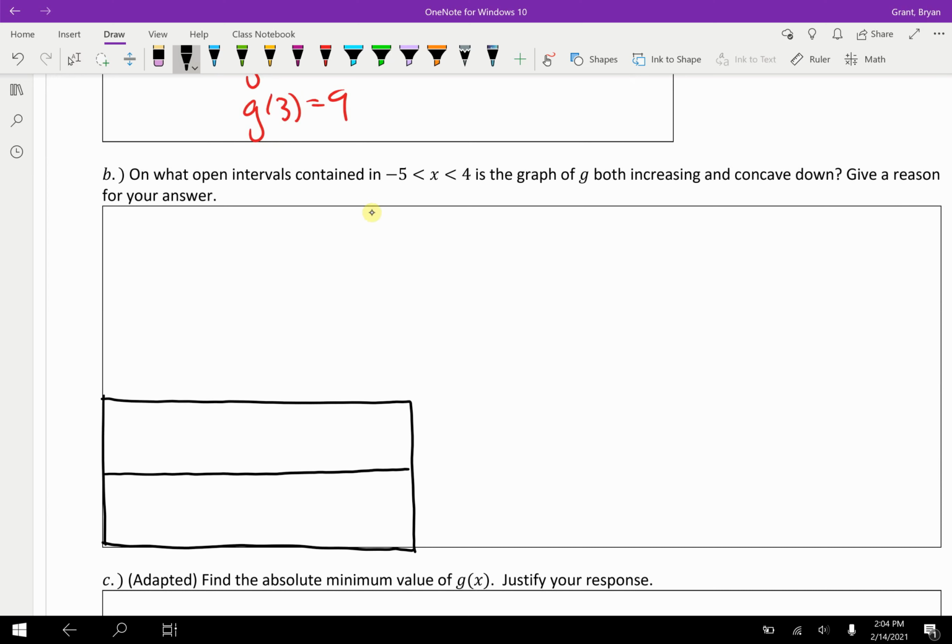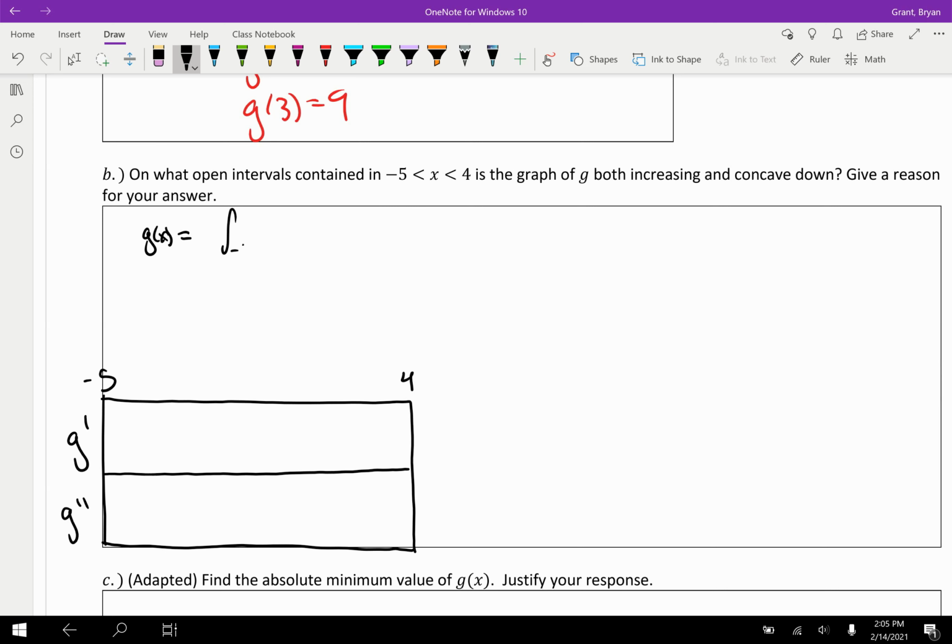Okay, and I know we need to look at G prime to see where G is increasing, and we need to look at G double prime to see where G is concave down. We're looking from -5 to 4, and this gives us a good understanding of where we need to go next. If we're going to look at G prime and G double prime, then we need to find those equations. To find those equations, let's start with the equation for G of x. Leave yourself a little bit of room on each side, right?